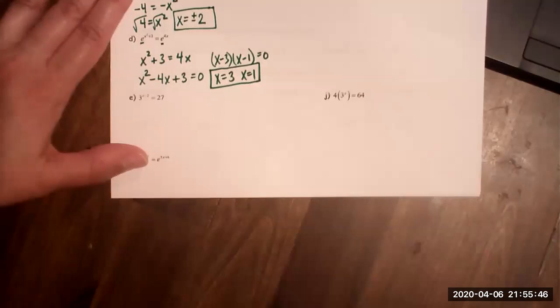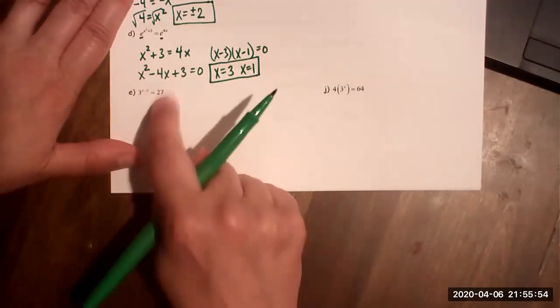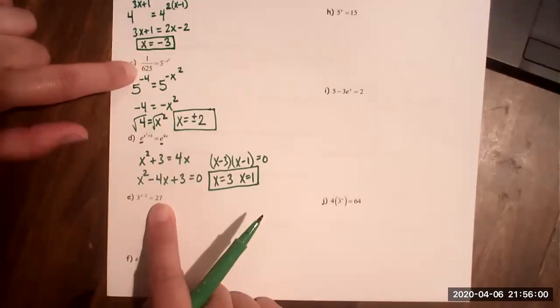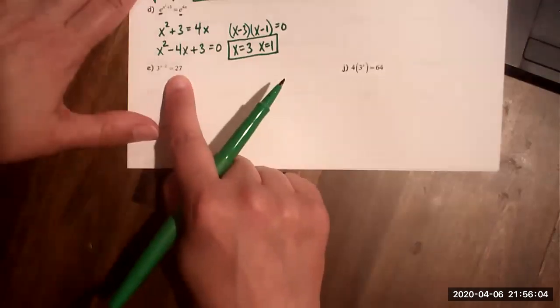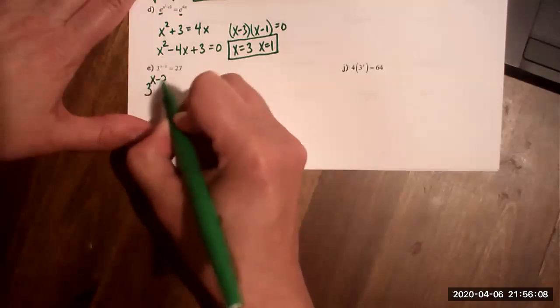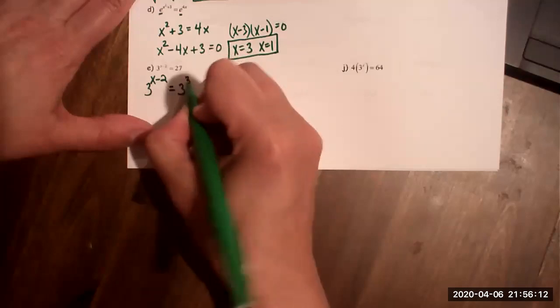All right, next one for letter E. I've got to try to make these both into the same base. It's typically going to be the larger number that you see. Now in this problem up here where it was 1 over 625, you saw 625. You can turn 625 into a power of 5. I can turn 27 into a power of 3. So this side is going to stay the same. That's 3 to the x minus 2 equals 3 cubed.